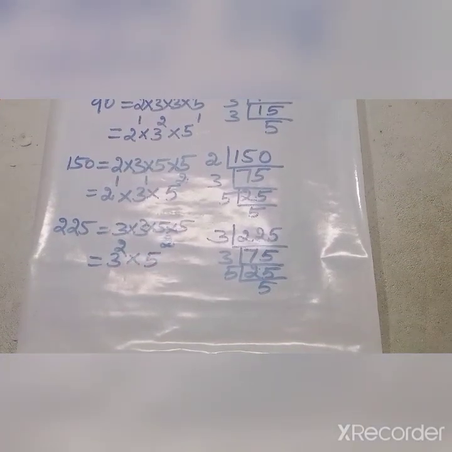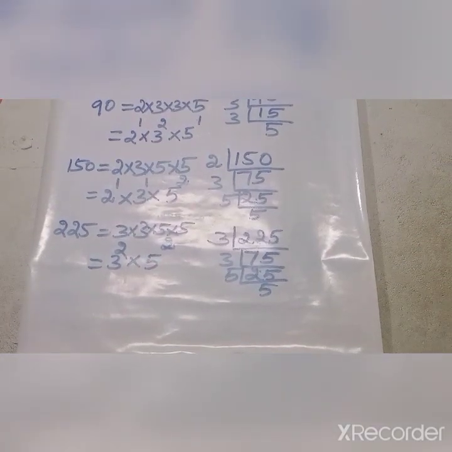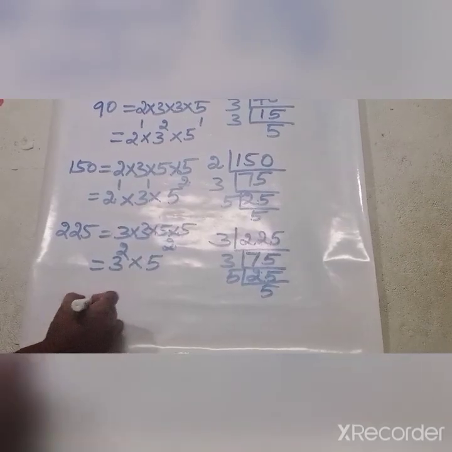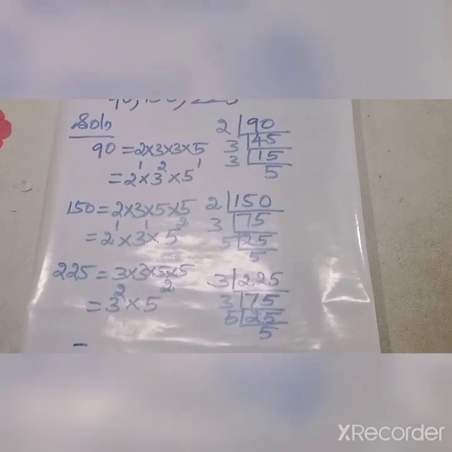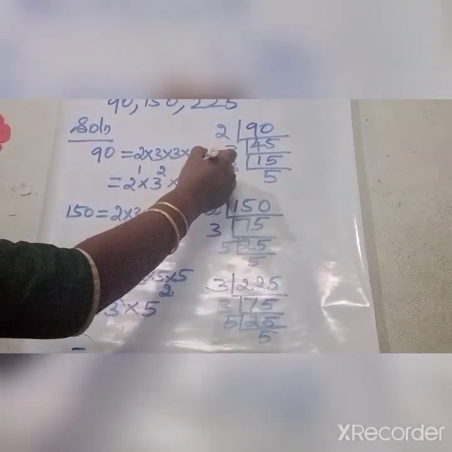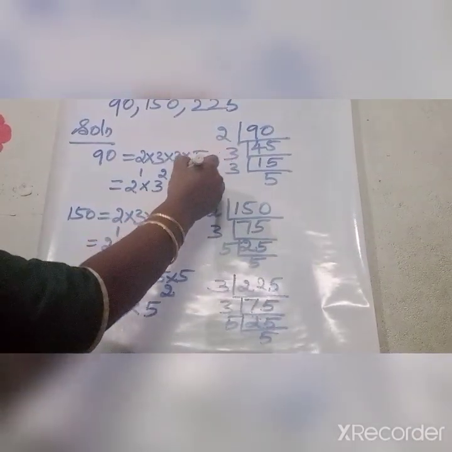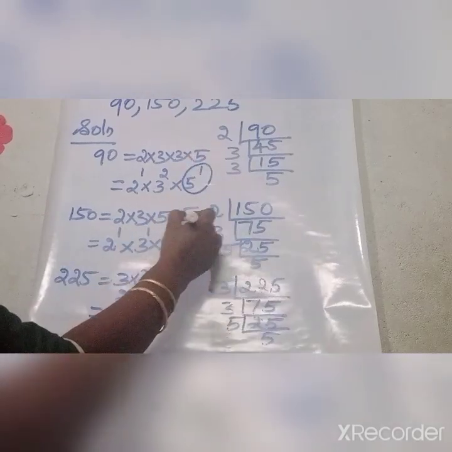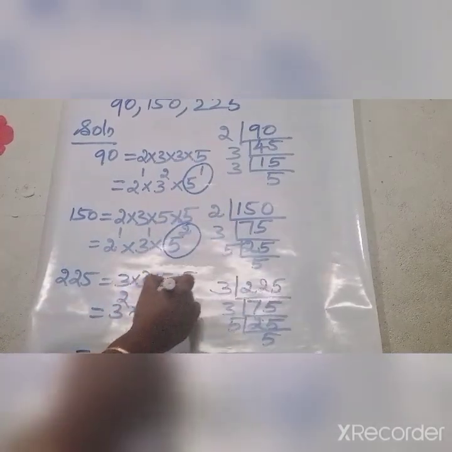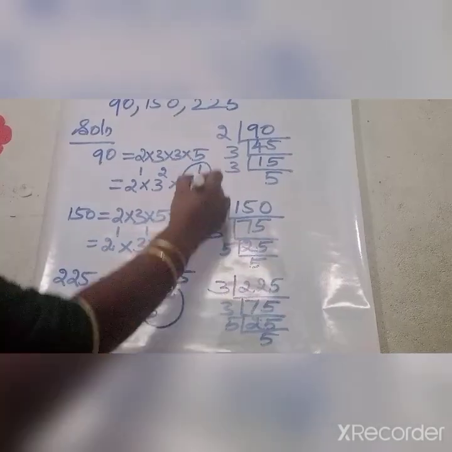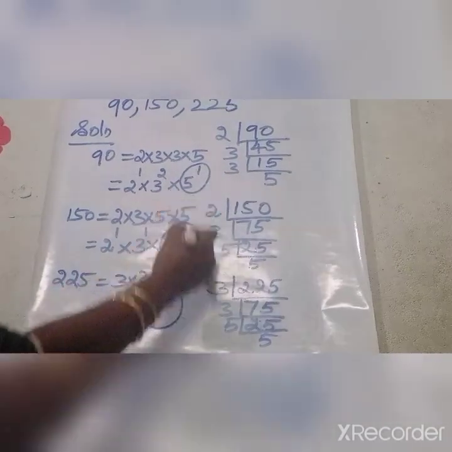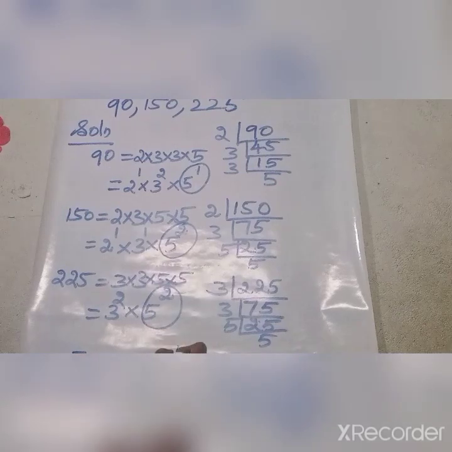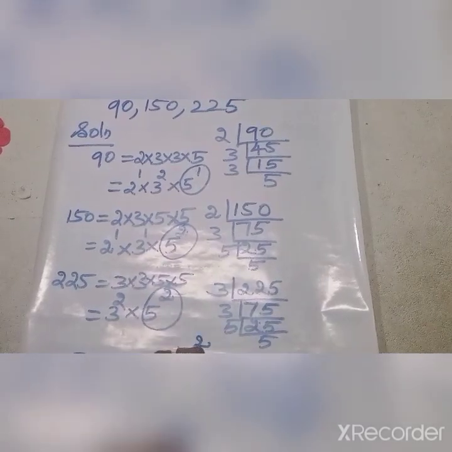Now we have to find the LCM. How can we find out the LCM? Now we are going to find the highest power. First of all, the number 5. Here 5 power 1, 5 power 2, 5 power 2. Among these 3, we have to select the highest power. Which is the highest power among these 3? 5 power 2 is the highest. So 5 power 2 into.